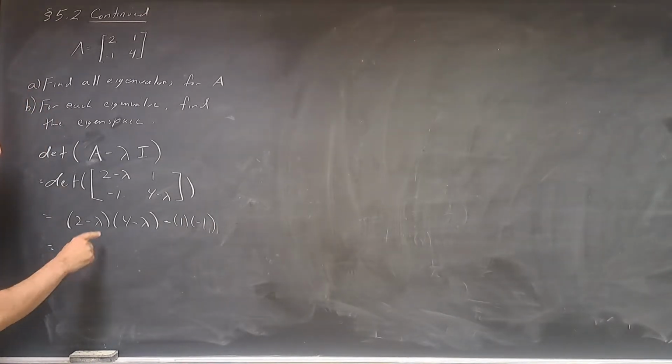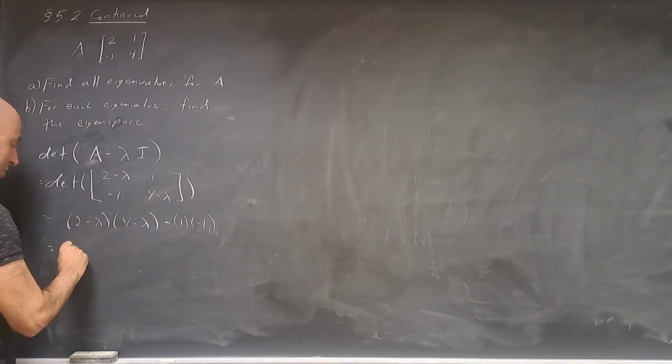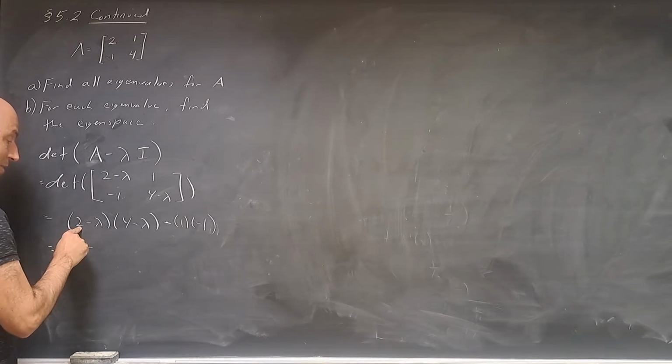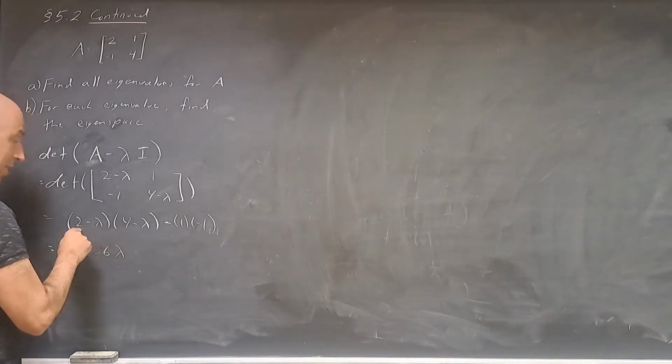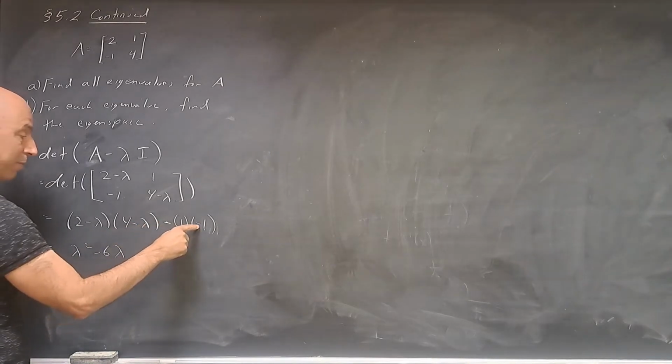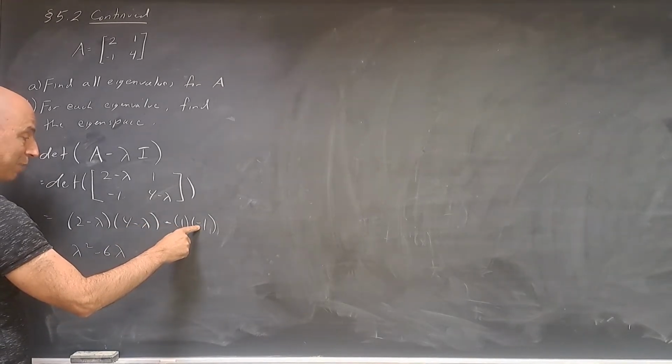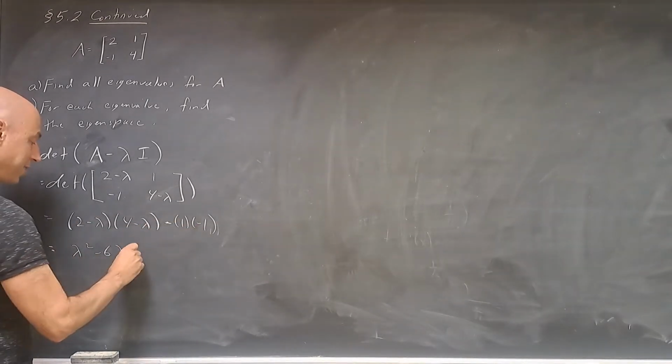Let's simplify a little bit. Lambda times lambda is lambda squared. Then we end up with a minus 2 lambda and a minus 4 lambda. That's minus 6 lambda. 2 times 4 is 8. Minus times minus is plus, so 8 plus 1 is 9.